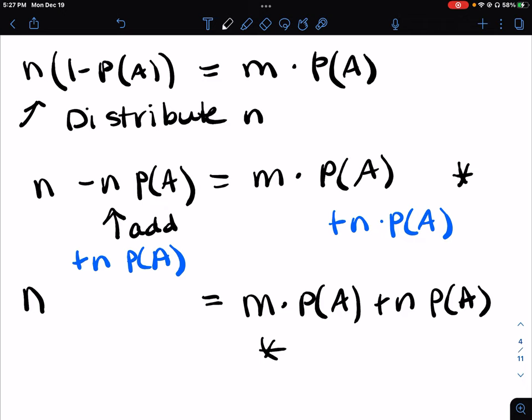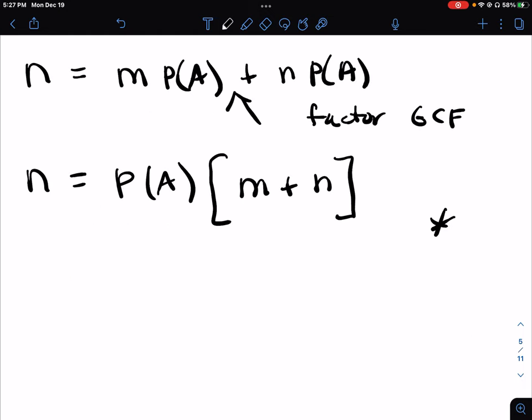Okay, now it wants us to get this right side here. So we need to get n p of a on the right side. So we're going to add on both sides. On that left, it cancels. So what does n equal? N equals this thing right here on the right.